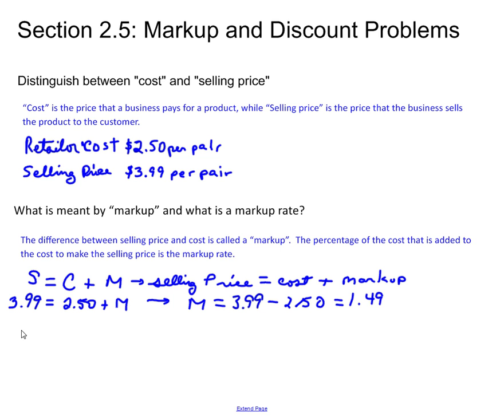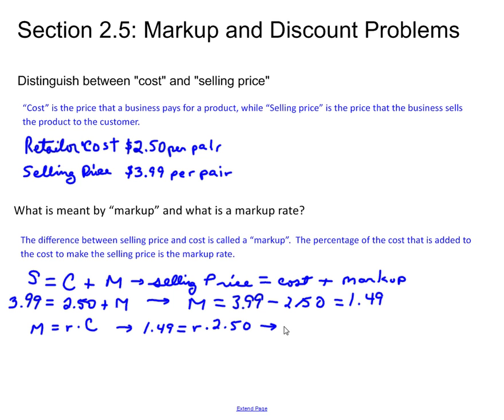So what do we do next? Well, when we talk about the markup rate, the markup is equal to some rate times the original cost. So whatever the markup rate, R is referred to as our markup rate. And right here in our particular case, we know that our markup was $1.49, and there's some percentage rate that's being multiplied by our cost of 2.50 to get that. So what is the markup rate? Well, we do a division.